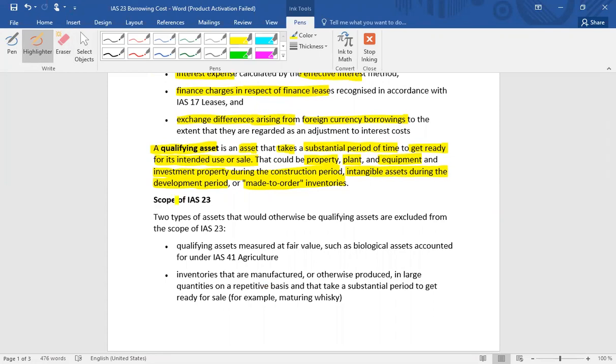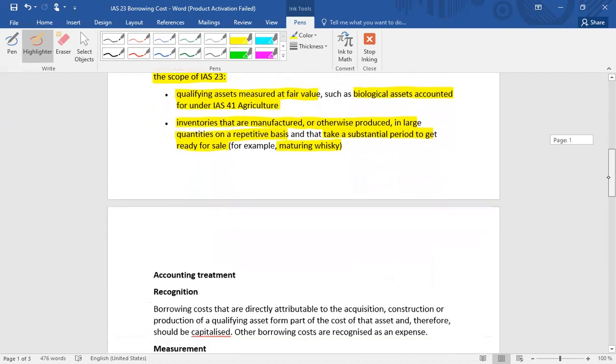The scope of IAS 23 says that two types of assets that would otherwise be qualifying assets are excluded from the scope of IAS 23. So what are those assets? Qualifying assets measured at fair value, such as biological assets accounted for under IAS 41, Agriculture. Inventories that are manufactured or otherwise produced in large quantities on a repetitive basis, and that take a substantial period to get ready for sale, such as maturing whiskey. So these two specific items are excluded from the definition of qualifying assets.